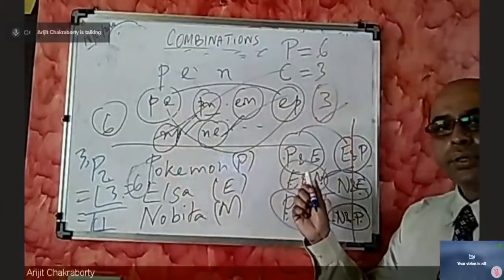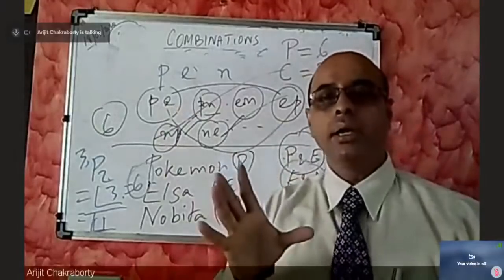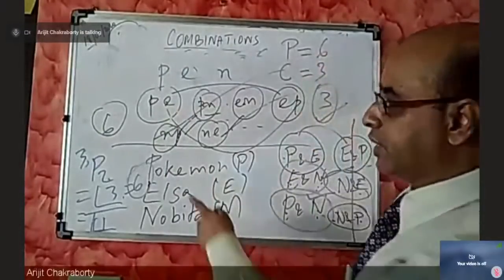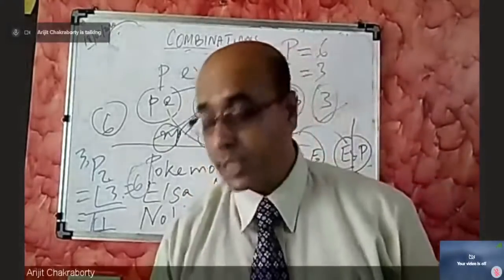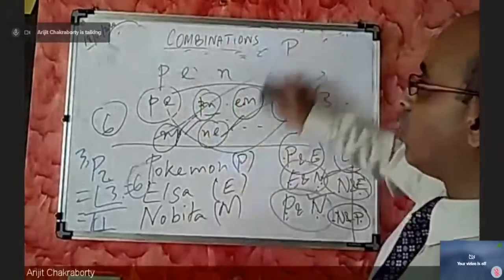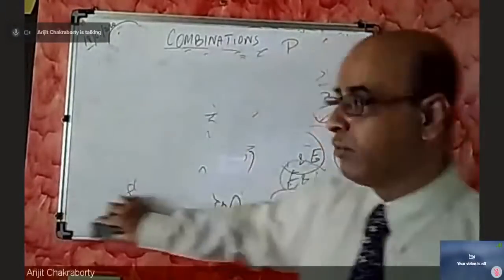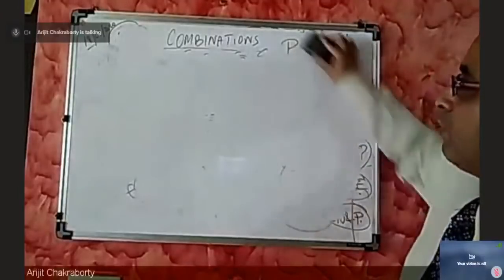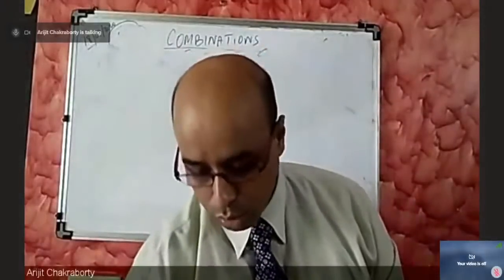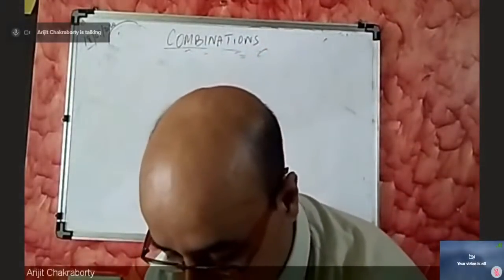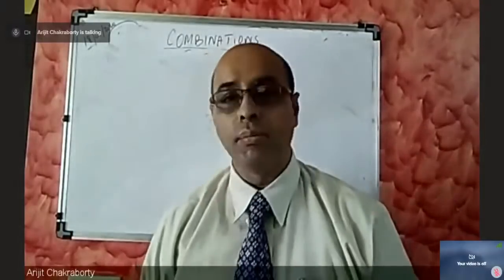But here, the situation is totally different. We only have 3 possible arrangements of the 3 characters Pokemon, Elsa and Nobita. Therefore, dear friends, in case of combinations, the order does not matter. So PE and EP will remain the same. AB and BA will be counted as 1 and not 2. So please note, this is the basic difference between permutation and combination.